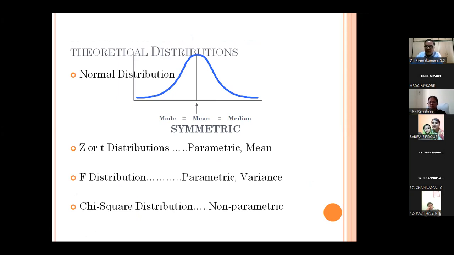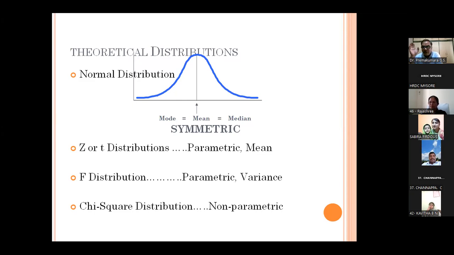So there are four theoretical distributions, the most properly known distributions. Normal distribution, there are no tests for that. Z-T distribution, it is a parametric test and a parametric distribution, and we always use the T or Z test only for the mean comparison. You take it from me and you can challenge me. So we use the Z-T test only for the mean comparison, nothing else.